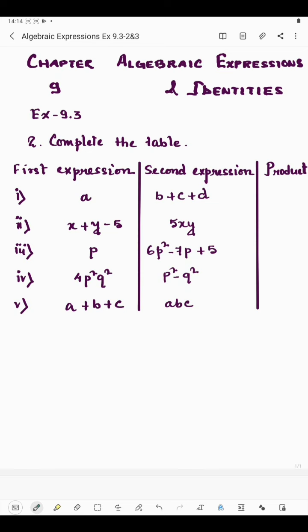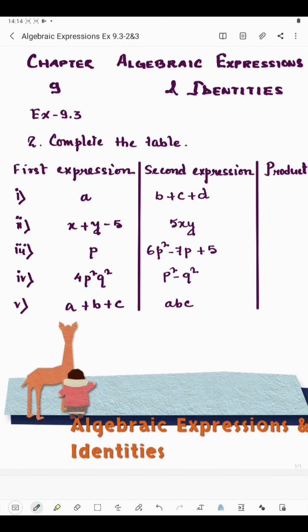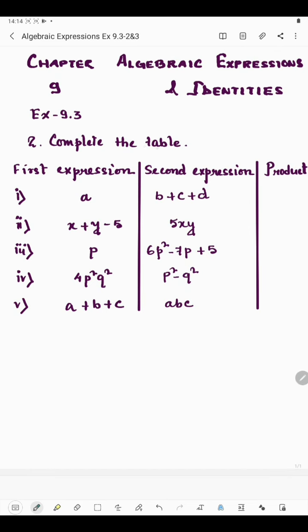Hello students, now I am going to start question number 2 of exercise 9.3. Now in question number 2 we have to complete the table. Here the first expression and second expression are given. We will have to find the product of these two expressions.